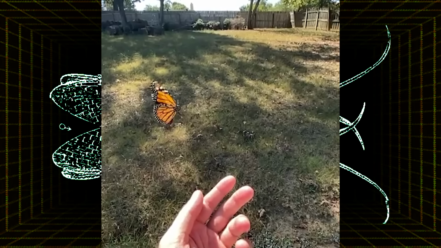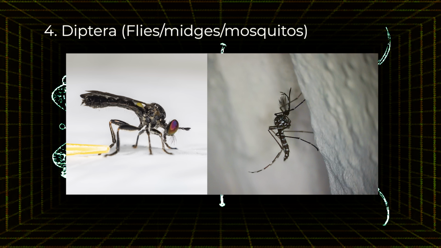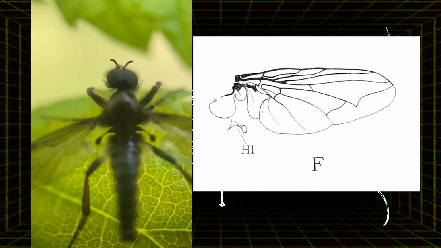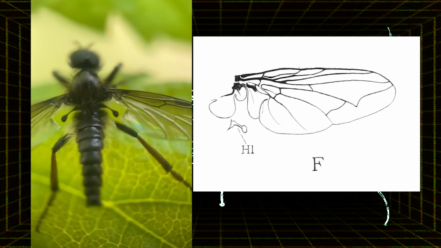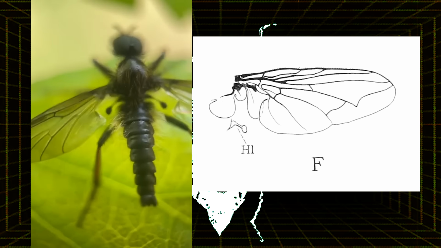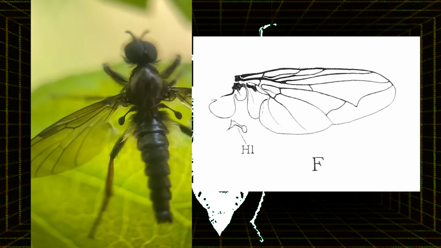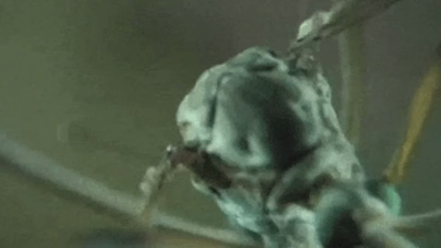The last trait comes from the order Diptera, which contains the flies. And something to understand: flies only have two wings, and the hind wings have been reduced to small gyroscopic organs called halteres. Halteres act as balance sensors, allowing for precise and agile flight.